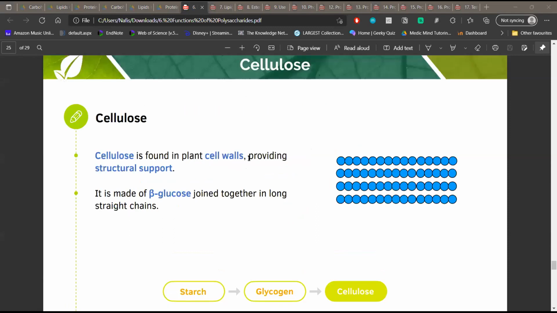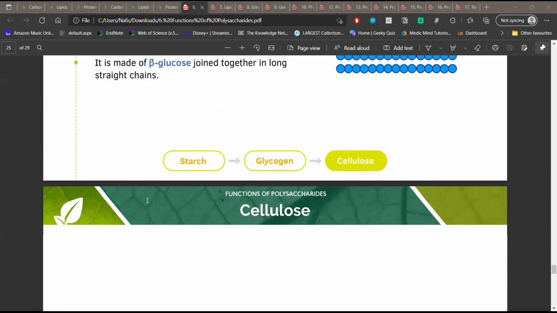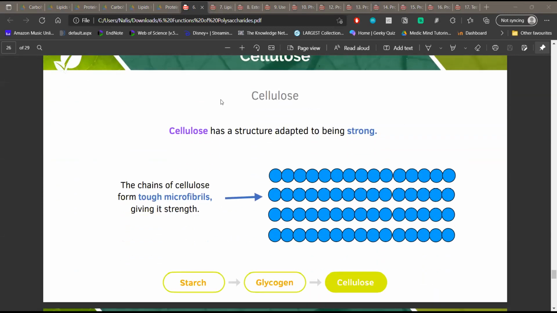And the final thing just to talk about is cellulose. Cellulose is found in plant cell walls, providing structural support. It's made of beta glucose in long straight chains, and the chains form tough microfibrils, giving it strength. Remember, what's crucial about the microfibrils is that they are all cross-linked. So they are all linked within themselves and linked to each other. That causes almost like layers of strength.